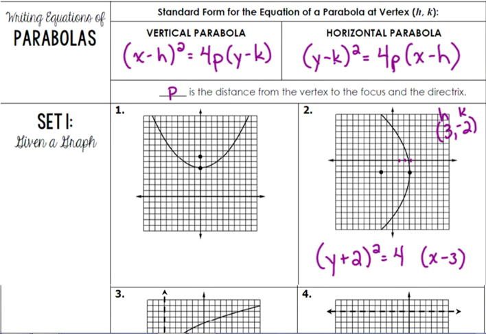They put the focus on here, so I just count the units. 1, 2, 3, 4, 5 units away. So 4 times 5, or you can go ahead and write that as 20. It is opening to the left, so this needs to be a -20.